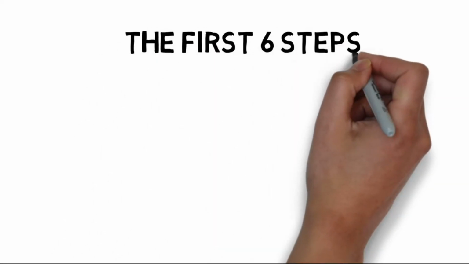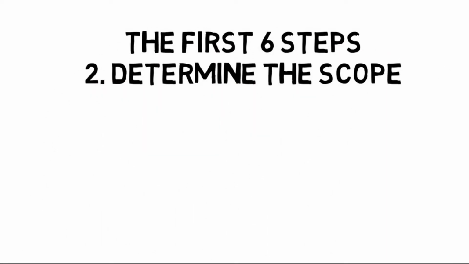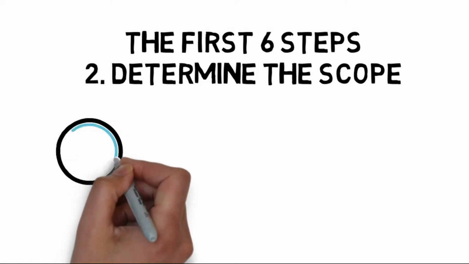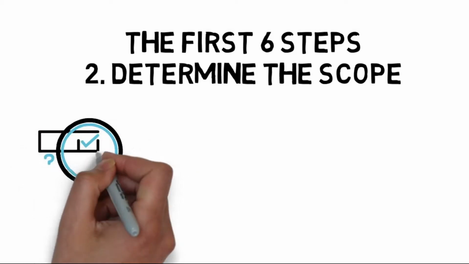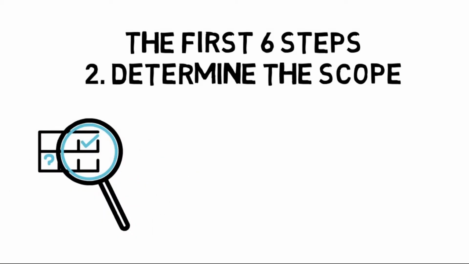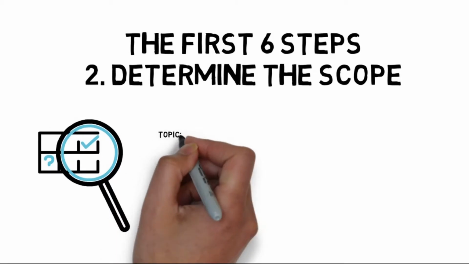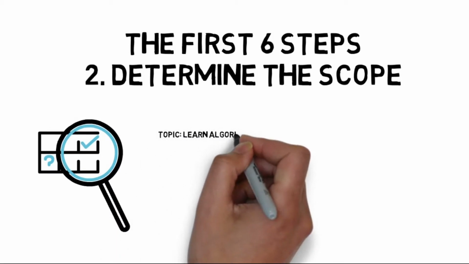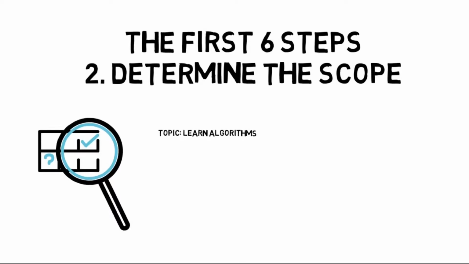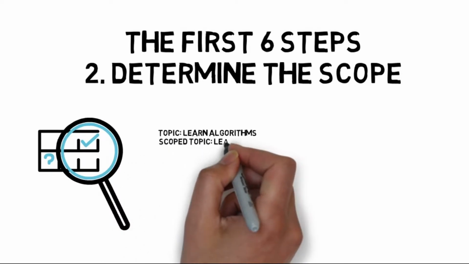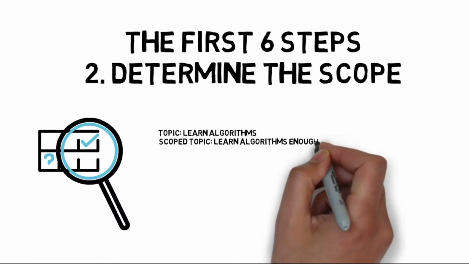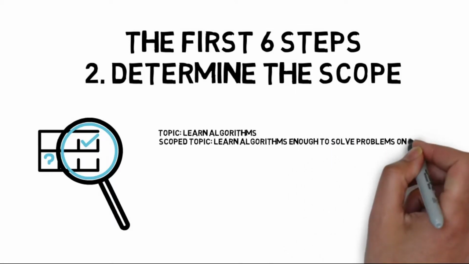The second step is to determine the scope. You need to determine the size of the thing that you want to learn small enough so it does not overwhelm you. An example would be you want to learn algorithms. The scope topic would be learn enough algorithms to solve problems on LeetCode.